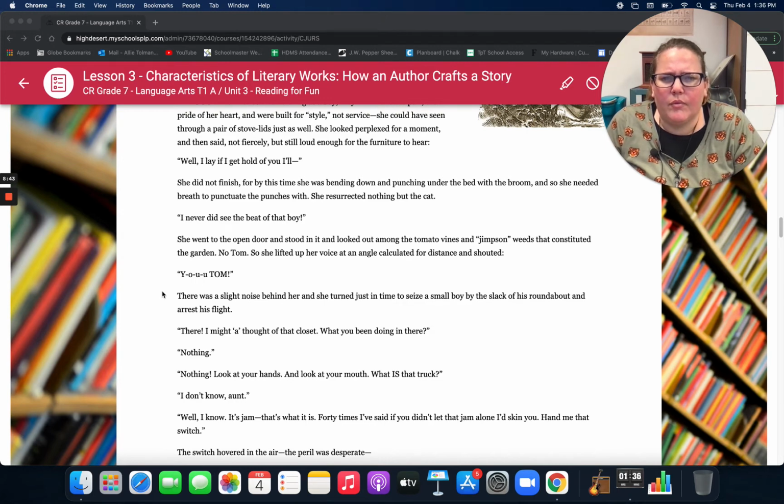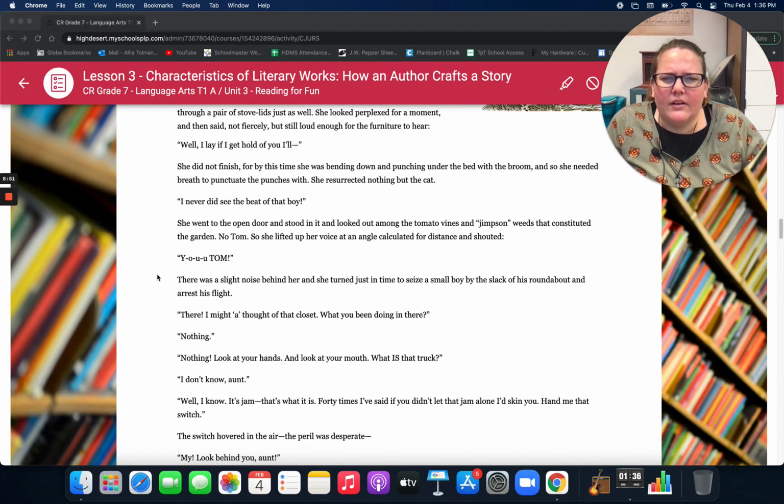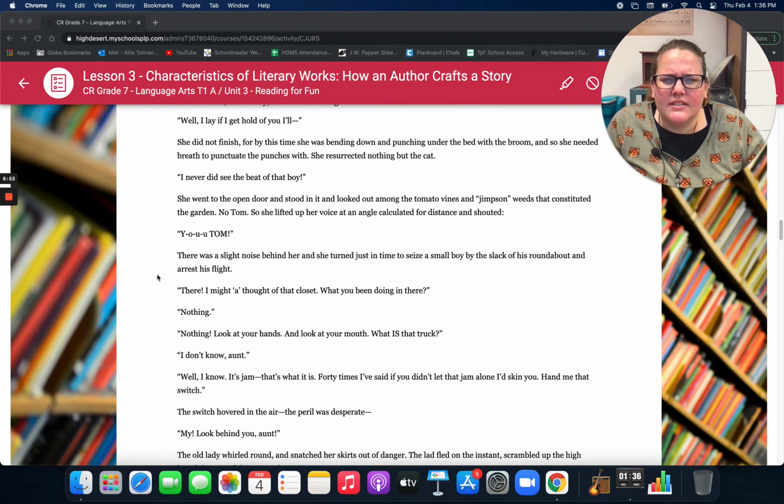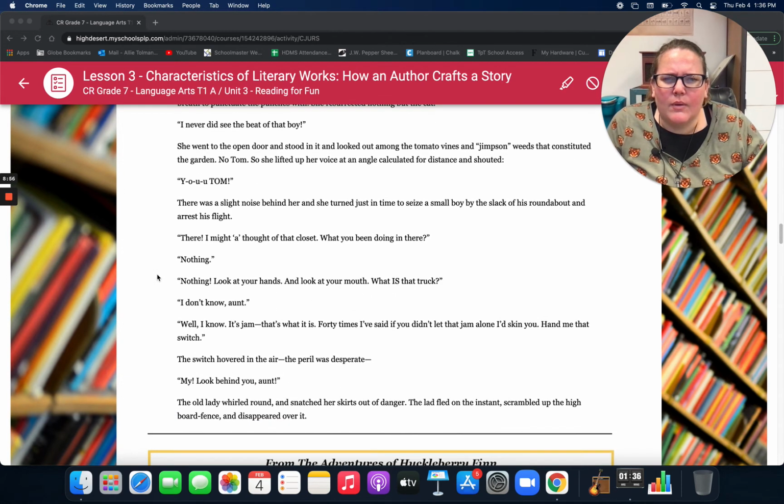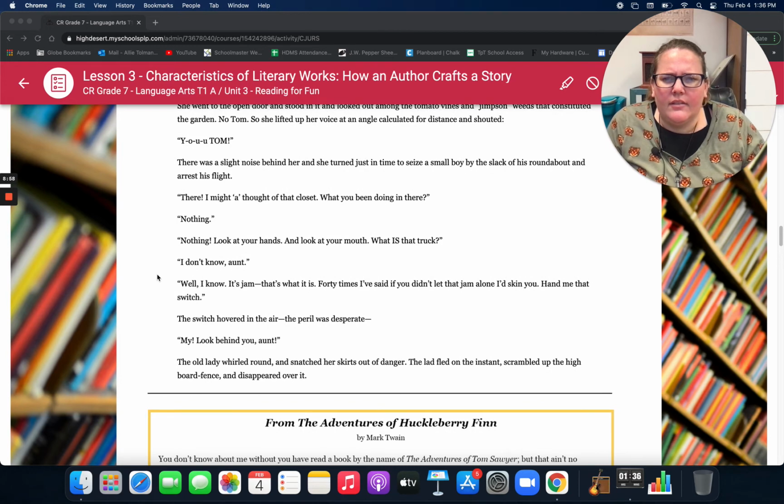She lifted up her voice at the angle and calculated for distance and shouted, "You, Tom!" There was a slight noise behind her, and she turned just in time to seize the small boy by the slack of his roundabout and arrest his flight. "There! I might have thought of that closet. What you been doing in there?"